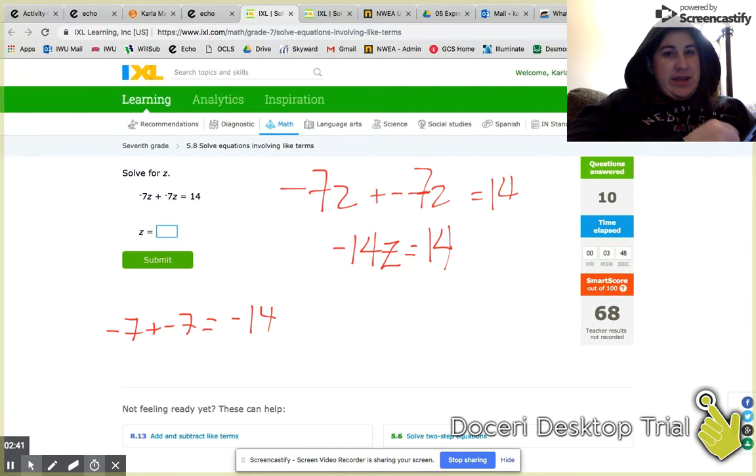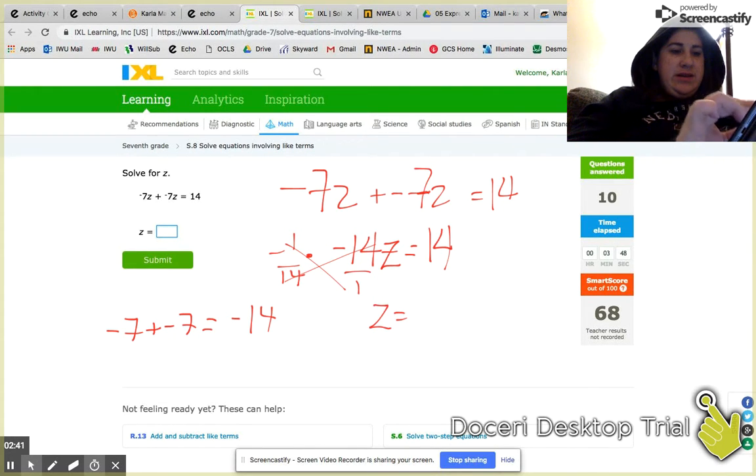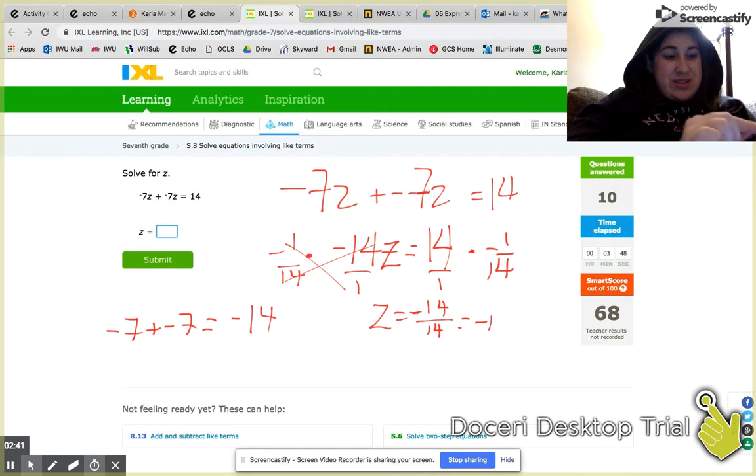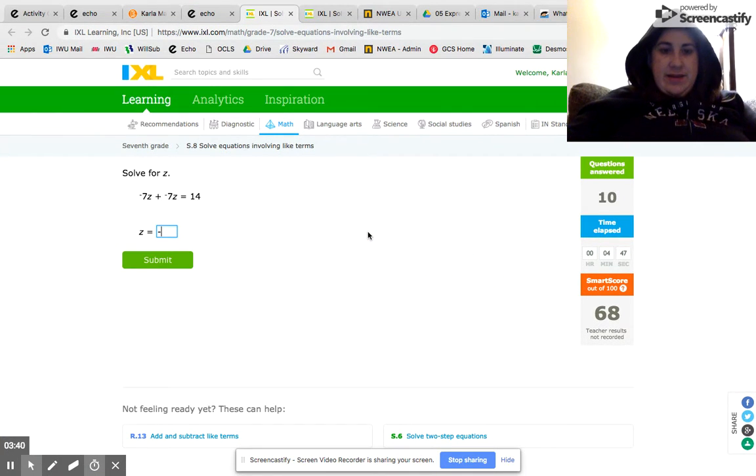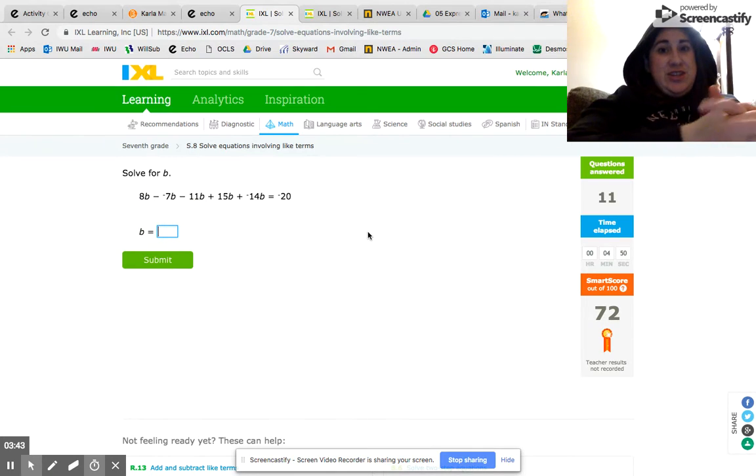I have to use the multiplicative inverse, which in this case is going to give me negative 1/14, so that these cancel each other out. And what I do to one side, I have to do to the other. So now I have 14 over 14, actually it's a negative, which is the same thing as negative 1. So my answer is going to be negative 1 in this case. Let's see if I'm right. All right, I'm at 72. You guys think I need to get one more to get to 75?